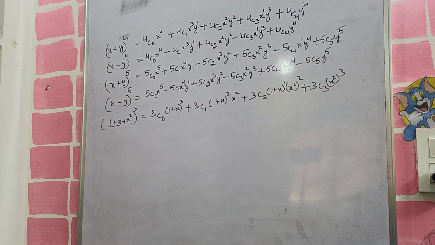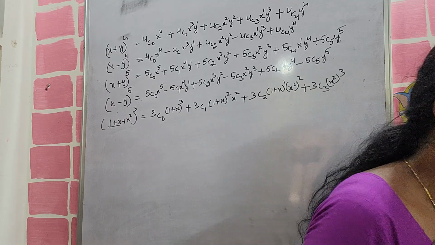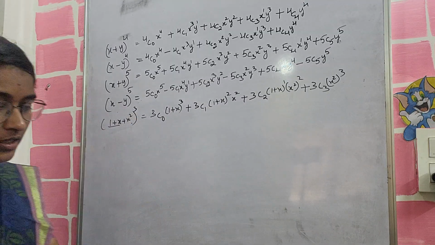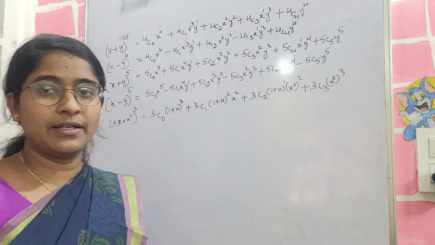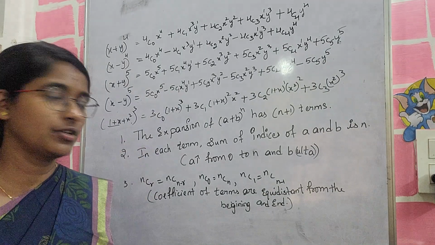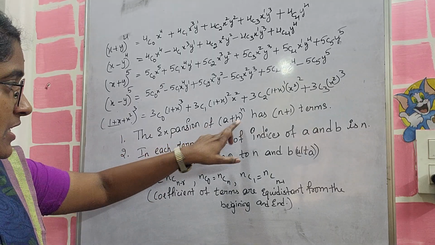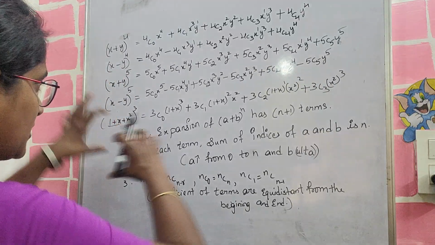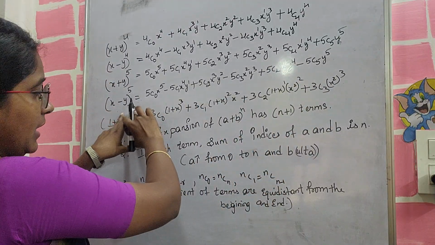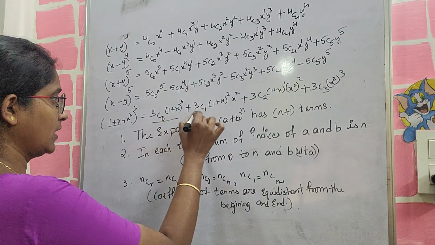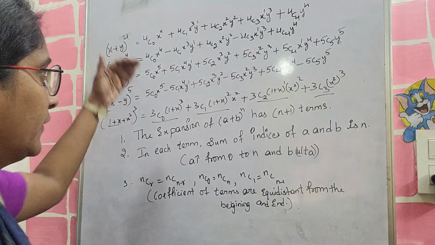So I think all of you got clarity about what we are doing. Overall, I'll give some points on what we have come across till now. I have written some points to remember. The expansion of a plus b whole power of n has n plus 1 terms. If n is 3, then the expansion is n plus 1, meaning 3 plus 1 is 4: 1, 2, 3, 4 terms. Like that everything comes.